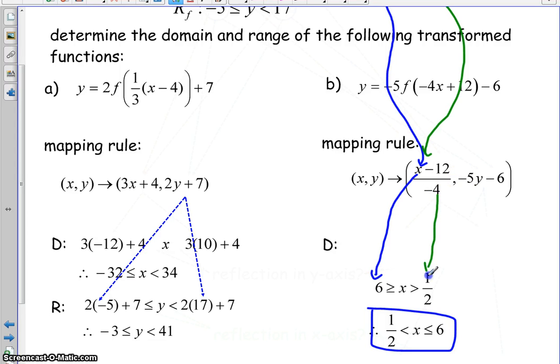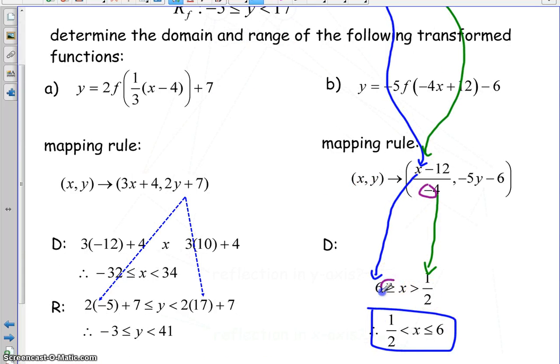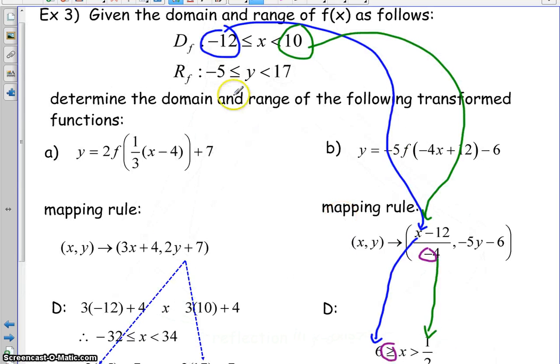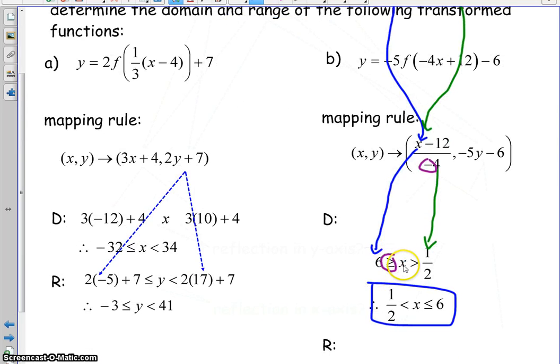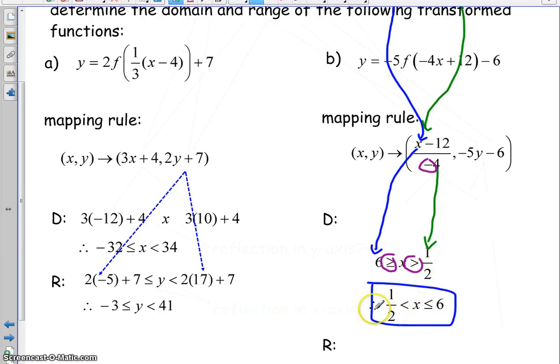Okay, now you'll notice here that I divided by a negative, so the signs are switching directions. So I have negative 12 is now greater than or equal to x. So the negative 12 became 6, which is now greater than or equal to x. The 10 became a half, and now x is greater than a half. Okay, so again, the direction of these signs changed because we divided by a negative. So now, just to write this in a more proper way, we tend to write inequalities from smallest to largest. We would write 1 over 2 is less than x, which is less than or equal to 6.